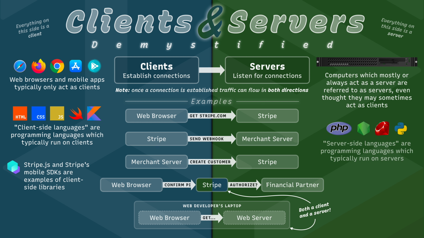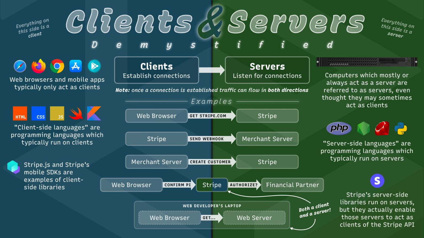Moving over to servers, server-side languages are programming languages which typically run on servers. Stripe supports various server-side languages, including PHP, Node.js, Ruby, Python, .NET, Java, and Go. Fun fact, Stripe's server-side libraries are designed to run on servers, which is why we call them server-side libraries, but those libraries actually enable those servers to establish connections as clients to the Stripe API. This is shown in the example where the merchant server is creating a customer.